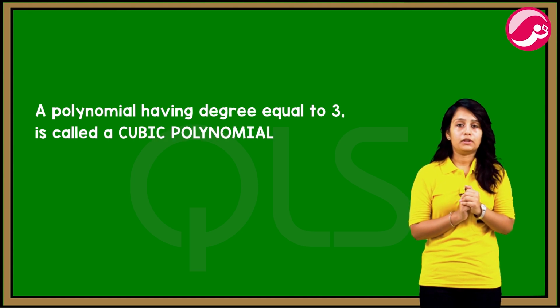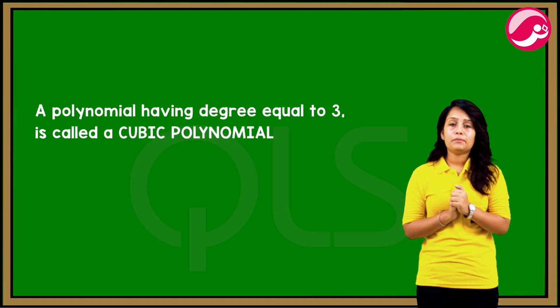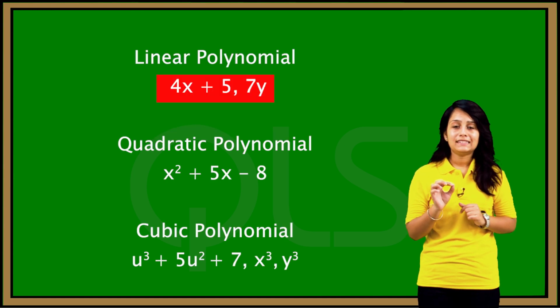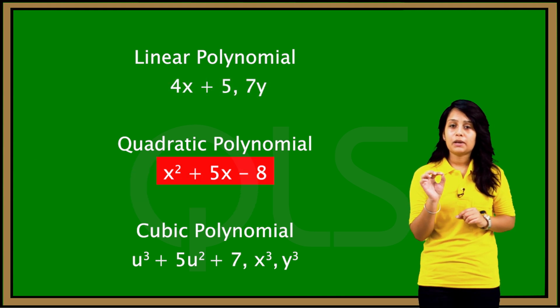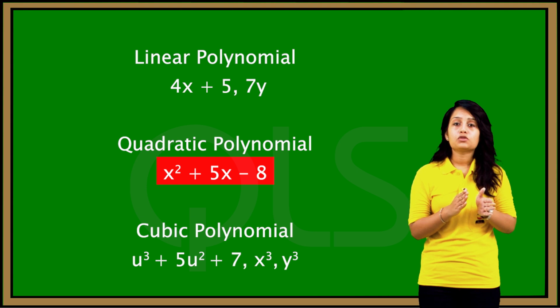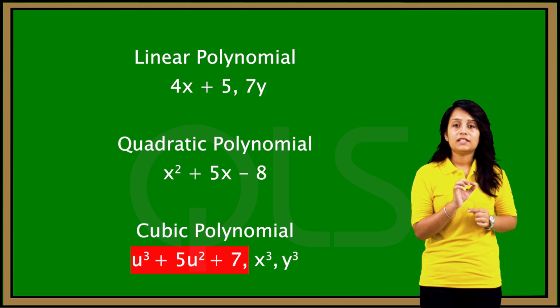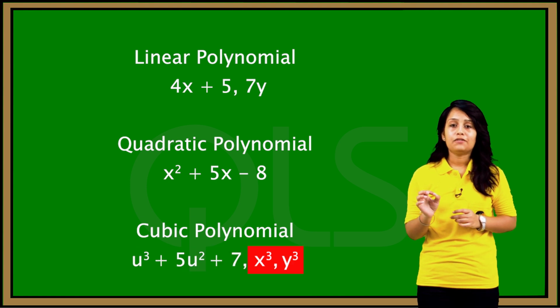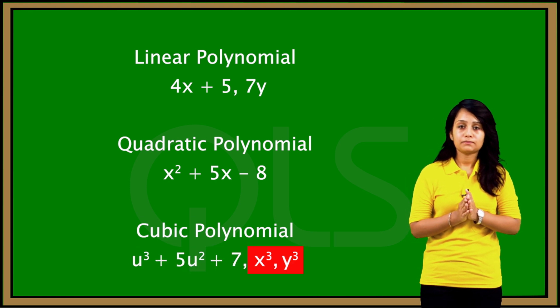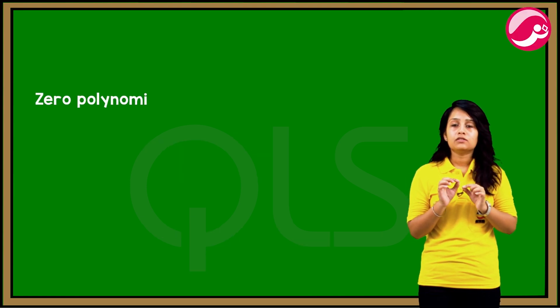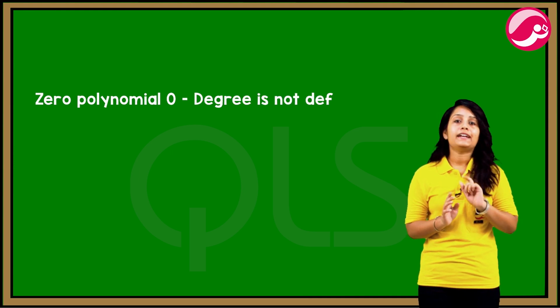is called a cubic polynomial. Examples of linear polynomials can be 4x plus 5, 7y, etc. Examples of quadratic can be x square plus 5x minus 8 or y square plus 8, etc. And examples of cubic can be u cube plus 5u square plus 7, or x cube or y cube, etc. The zero polynomial, which is 0, its degree is not defined.